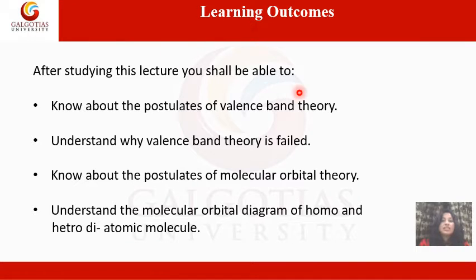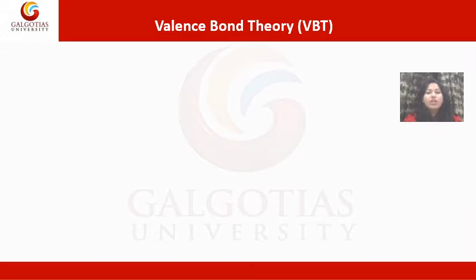After studying this lecture, you shall be able to know about the postulates of the valence bond theory, understand why valence bond theory fails, know about the postulates of the molecular orbital theory, and understand the molecular orbital diagram of homo and heterodiatomic molecules. Now, let us discuss the postulates of the valence bond theory.